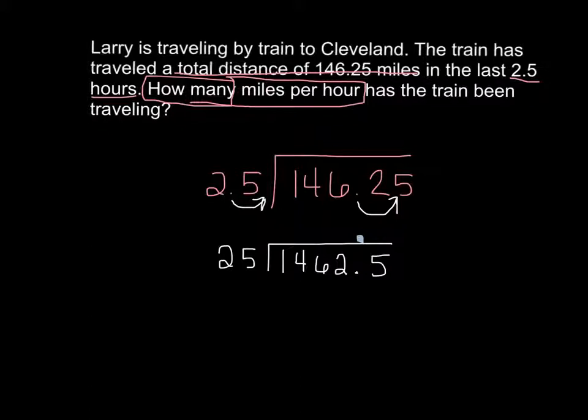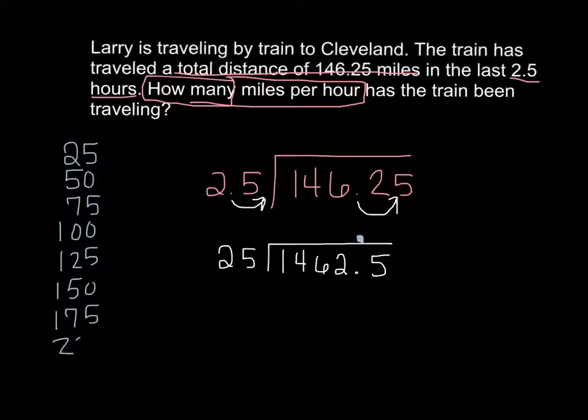25 can go into 146. Well, let's make a multiple tower of 25. This is going to make it easier. So we have 25, 50, 75, 100, 125, 150, 175, 200. And we'll stop at 225. I don't know if we'll have to go further than that. So we have 25 goes into 146. 1, 2, 3, 4, 5, 6. Nope, 6 goes over, so it's going to be 5 times. So we're going to put the 5 above the 6 in 146.